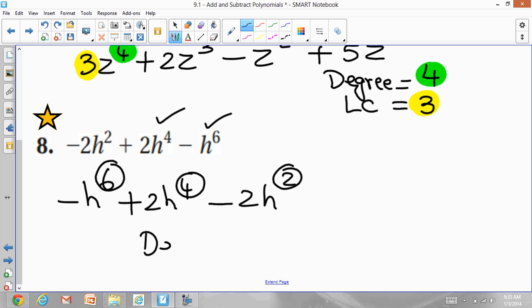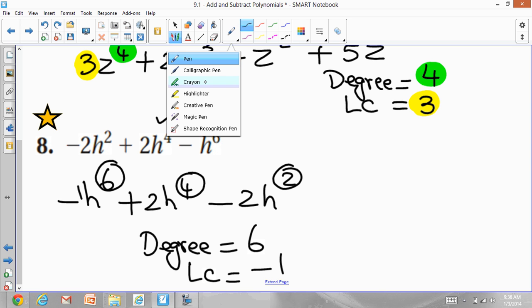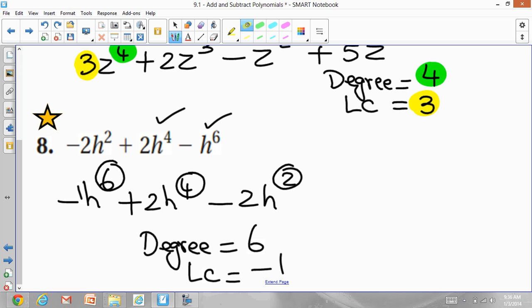Once I got them in order, the degree in this case will be the highest exponent. The highest exponent is 6. And the leading coefficient in this case is my negative. There is no number, so you just attach a 1, so it becomes negative 1. If I were to highlight and show you, this is my degree, the highest exponent, and this is my leading coefficient, which is -1.